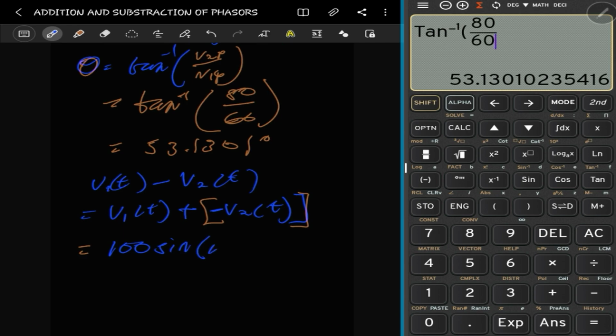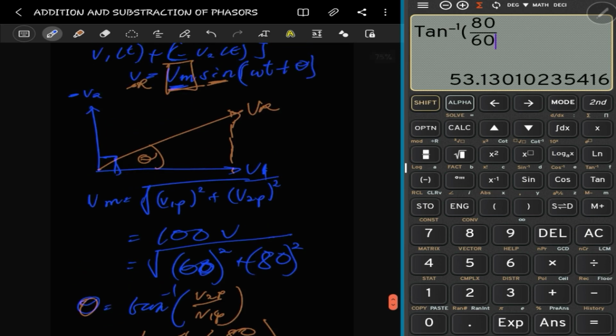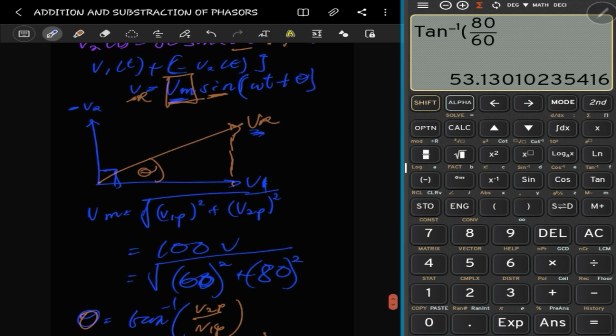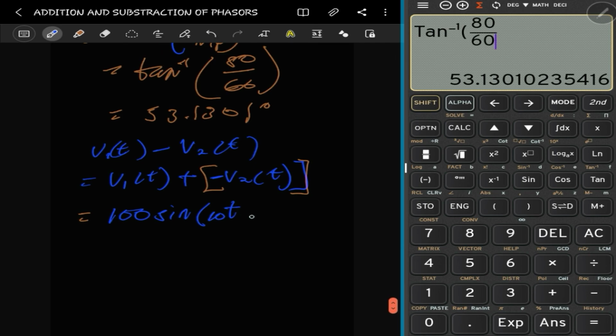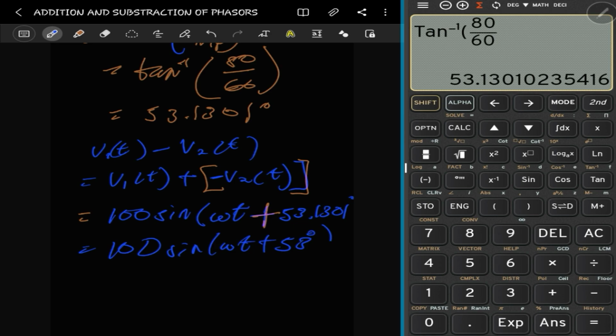They both have the same frequency. But we've seen clearly that the resultant v will lead the v1, by how many degrees? 53. This omega t is the angular frequency. The resultant is leading, so plus, very important, plus, and then we add the phase difference, which is 53.1301 degrees, about 53. So plus 53 degrees, yeah.